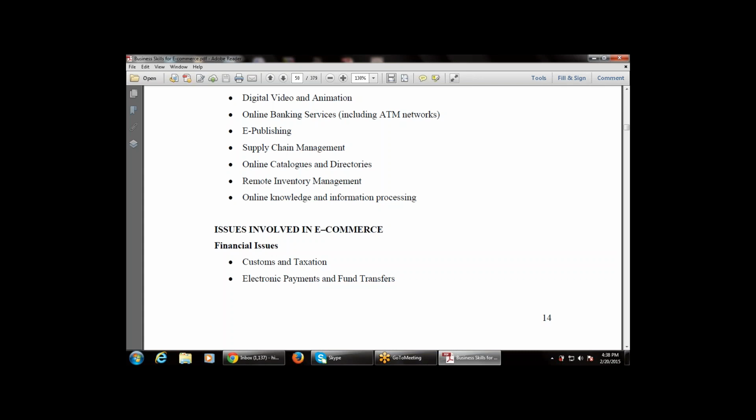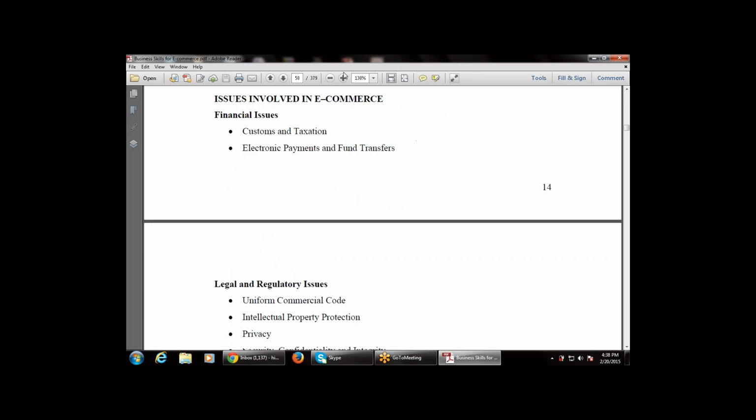Customs means according to the custom that is used, according to the tax values that are used, that is the taxation. Electronic payments and fund transfers: there must be electronic payment, that is every payment is done electronically. And fund transfer means transferring the fund from one place to another place.